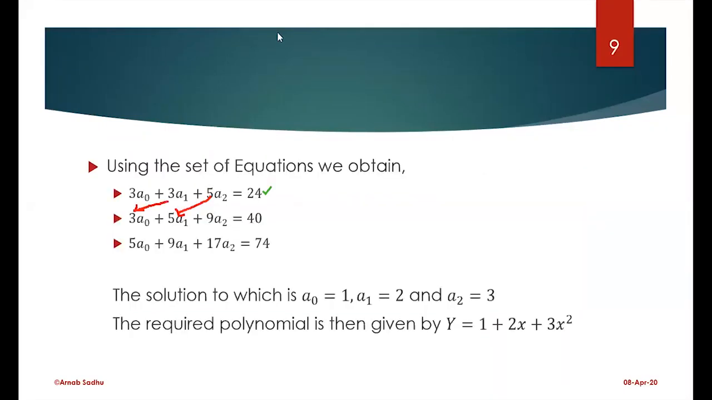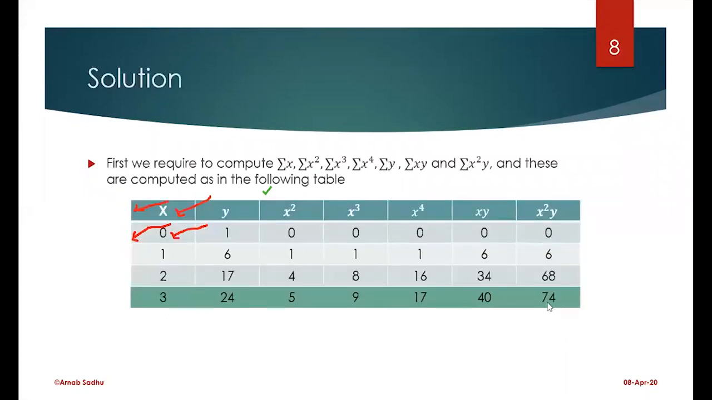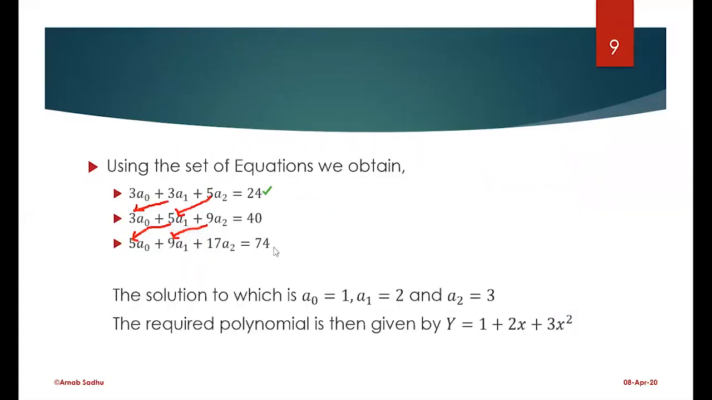Now for the next equation, again this 5 will come here, 9 will come here, and the next power of x is x to the power 4. What is summation of x to the power 4? 17. So here I will write 17 a2 is equal to summation of x square y, which is 74. Now you solve these 3 equations. If you can solve these 3 equations, the solution will be a0 is equal to 1, a1 is equal to 2, a2 is equal to 3.